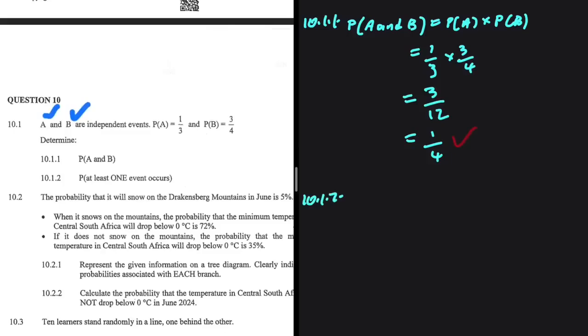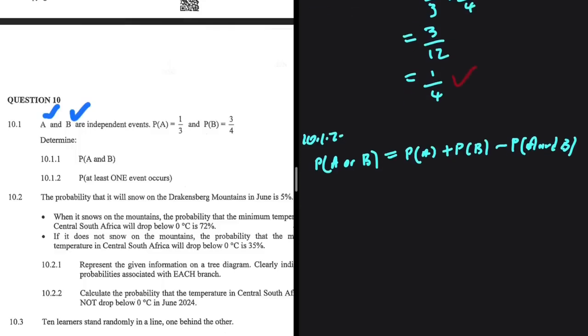The question is saying, what is the probability of at least one event occurring, at least one event taking place? That is just a fancy way of saying what is the probability of A or B, right? So the probability of A or B is equal to the probability of A plus the probability of B minus the probability of A and B, right? 10.1.1 was just setting us up to answer 10.1.2.